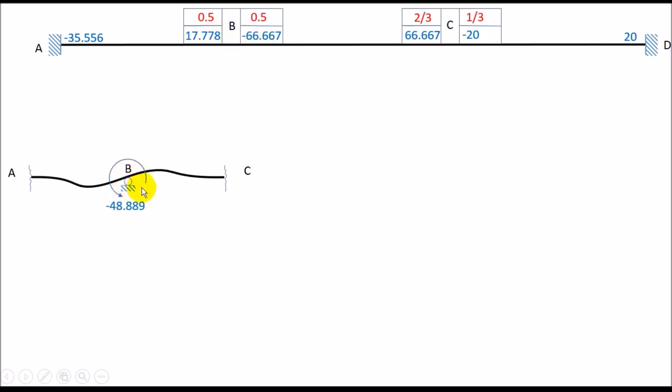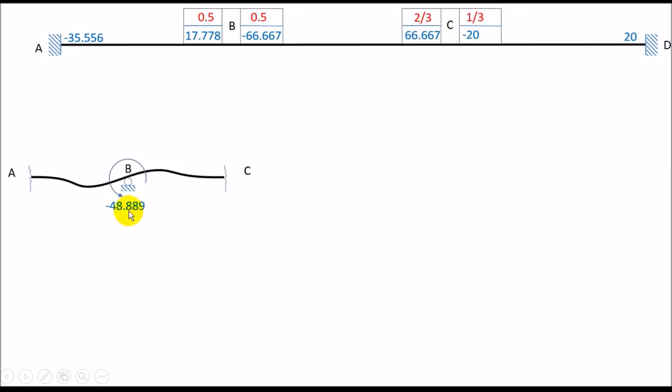This anti-clockwise moment will try to rotate my beam in such a way. Do you see this shape? It has rotated my beam at the joint B. In reality there is no structure in which a joint is rotated, or civil engineers do not permit structures where the joint is rotated, because rotation of the joint basically means that the structure has failed, and we do not permit any failure of the structures. So this cannot be permitted, minus 48.889.